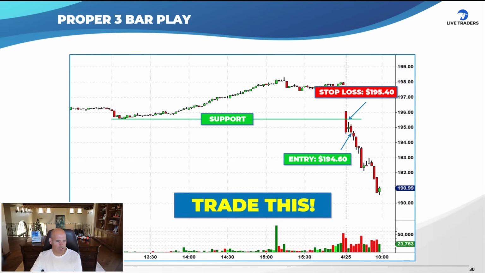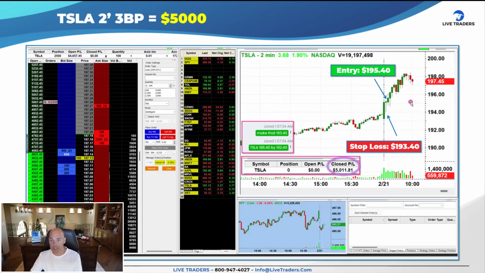Now, this was today, right? This was today on Tesla, right? We took a wide range igniting bar, narrow range resting bar with a bottoming tail, 195.40 by 193.40. But there was a concern on this trade today. There was a big concern on this trade today, okay?